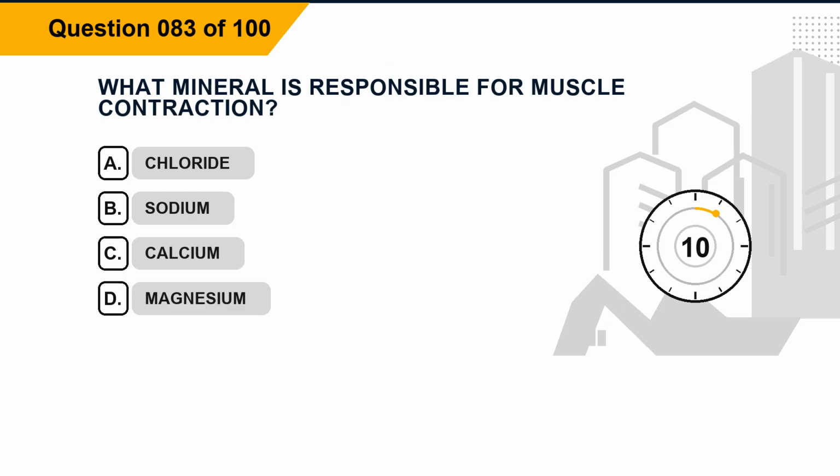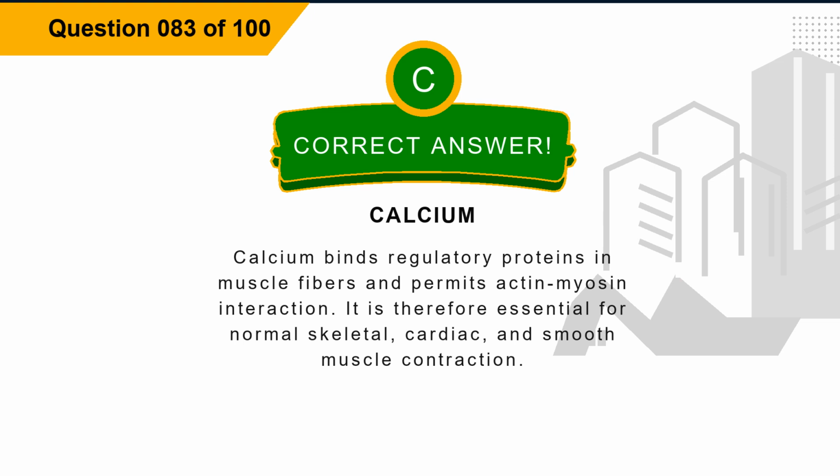Question 83. What mineral is responsible for muscle contraction? Option A, chloride. Option B, sodium. Option C, calcium. Option D, magnesium. The correct answer is option C, calcium. Explanation. Calcium binds regulatory proteins in muscle fibers and permits actin-myosin interaction. It is therefore essential for normal skeletal, cardiac, and smooth muscle contraction.